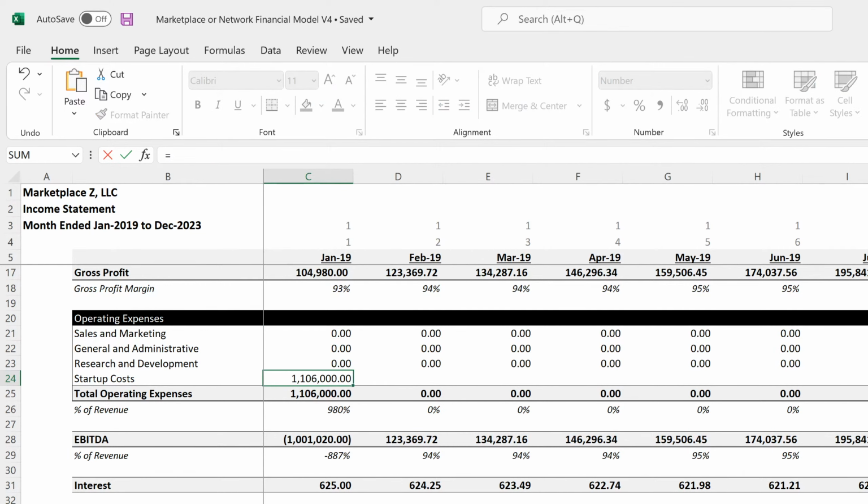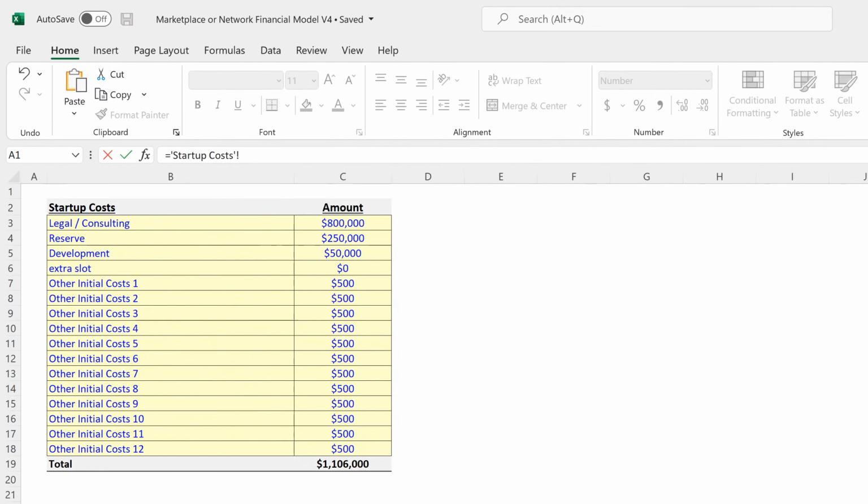Let's see, startup costs. So sales and marketing. We just have marketing on that one. General and administrative. R&D. Alrighty. Now our EBITDA should match. Let's hope.